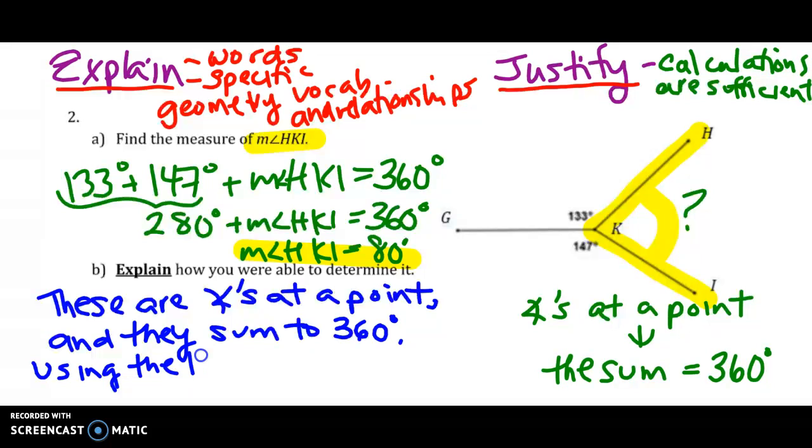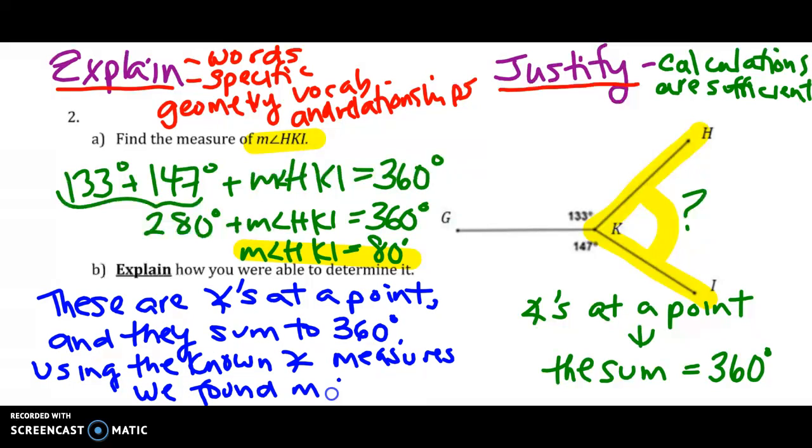Using the known angle measures, we found the measure of angle HKI. So notice I used that these were angles at a point. I told you what I used. I told you what that term meant. And then I said that's how I was able to do it. So that is a sufficient explanation for how I found HKI.